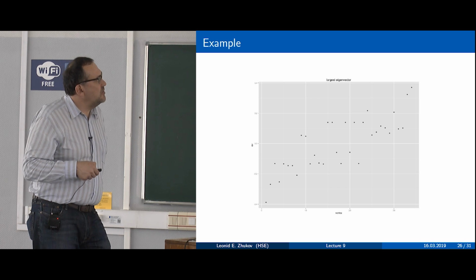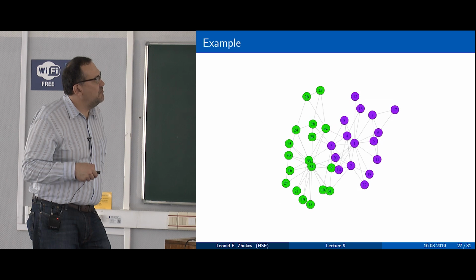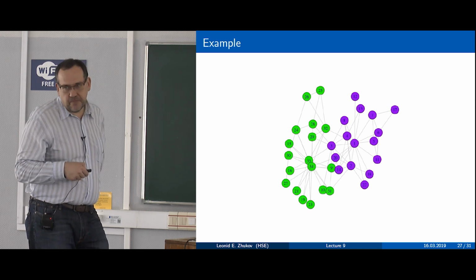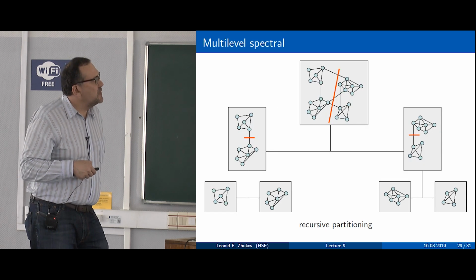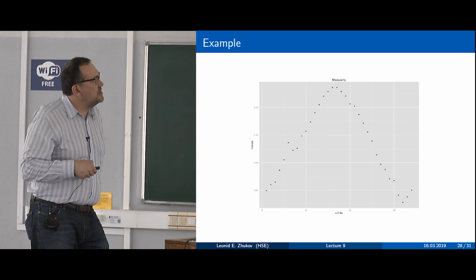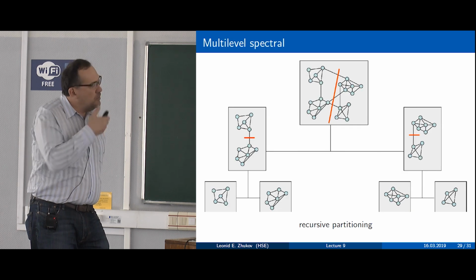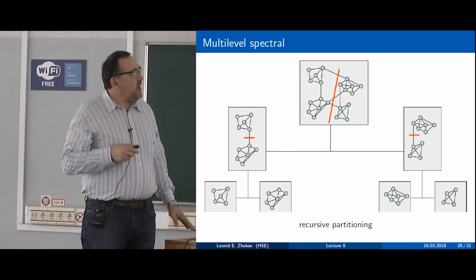So, and this is an example of how it works. Again, we did exactly the same, but with this modularity maximization, and that's the partitioning it gives you on the quadratic graph. So, yeah, and that's modularity. That's the score.